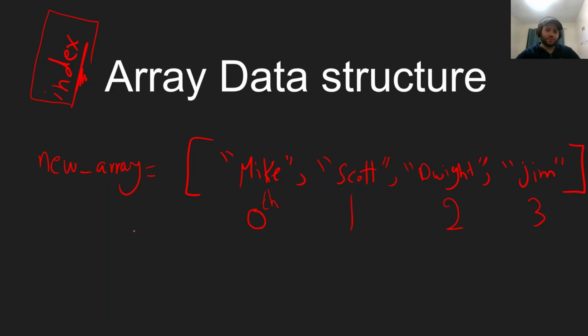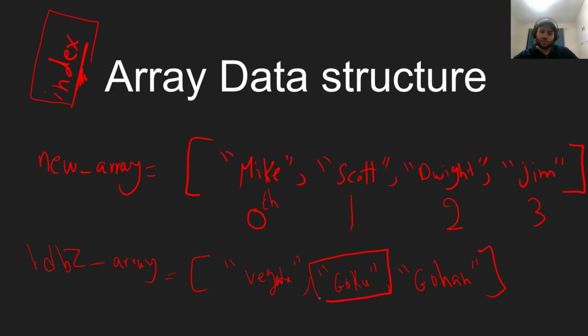So, for example, something like this. Okay, let's just say DBZ array. Okay, so we have Vegeta. Okay, we have Goku, and we have Gohan. Okay, if you were to access the name Goku, which index would you choose?